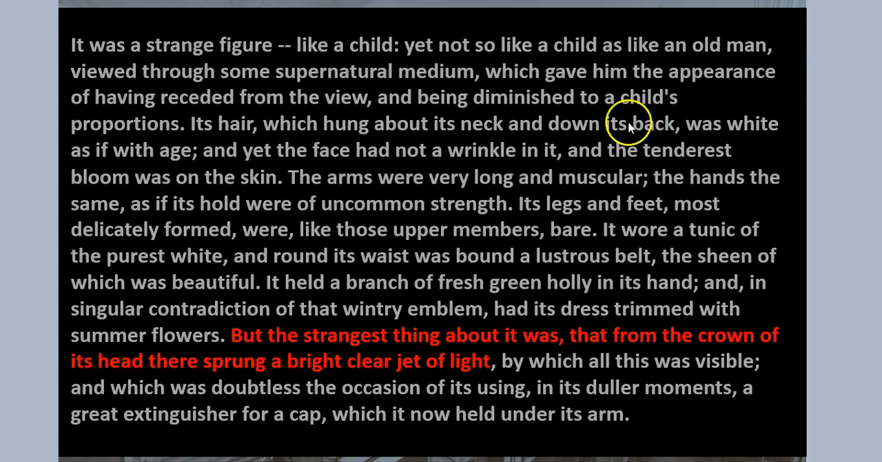The second one I want to talk about are the arms. The arms are very long and muscular. The hands the same, as if its hold were of an uncommon strength. Why is that? Why does this ghost, this spirit, have such strong arms and hands? Okay, it's not because he was lifting in the gym, it's because of the strength of the past, the strength of memory. Think about how much hold memory has over you, how much your childhood has over you, how much strength that has. It forms you, and also difficult memories can be very difficult to let go.